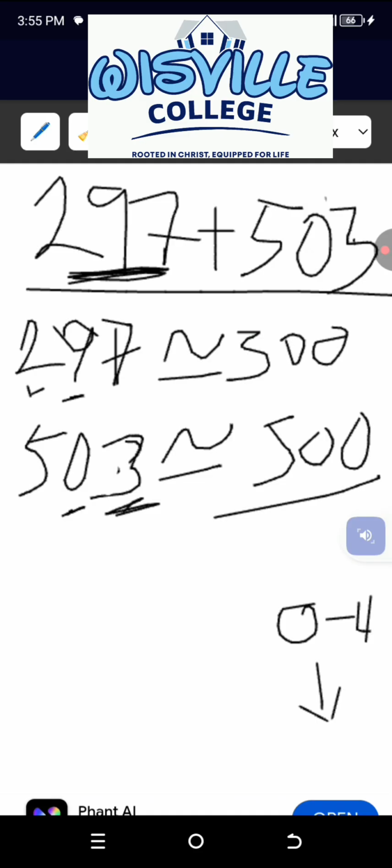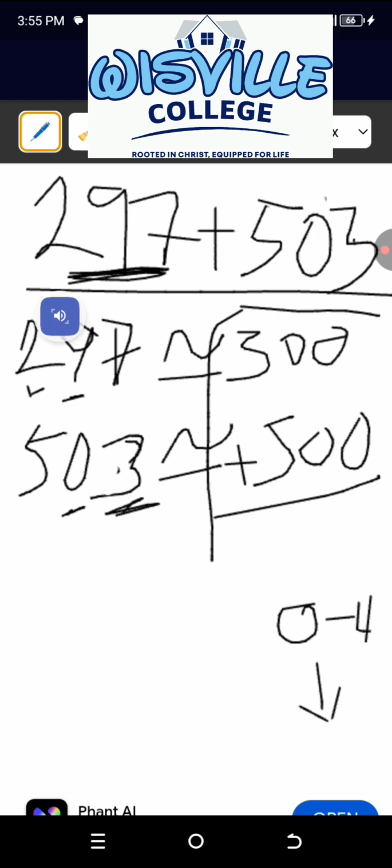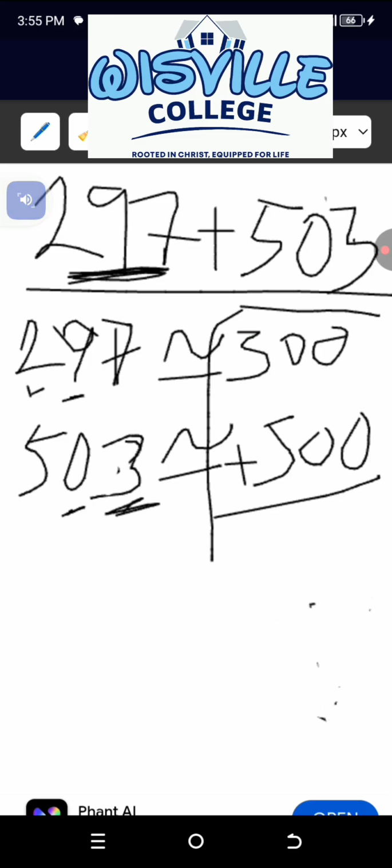Okay, so we are going to add now. We are adding this one. Don't forget, we are adding the derived or the estimated values, or the rounded values, anyhow you want to call it, which will now give me what? 0 here, 0 here, and 8 here.